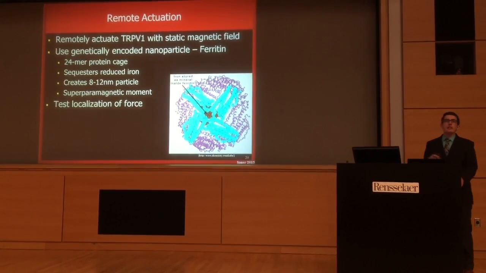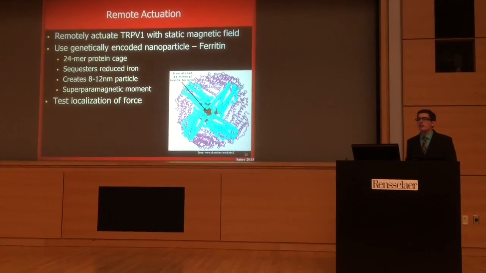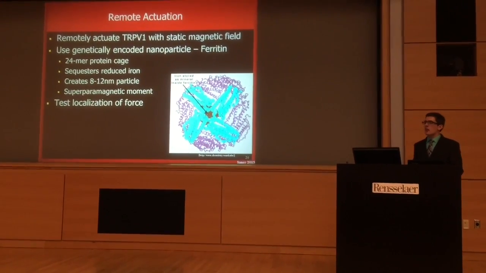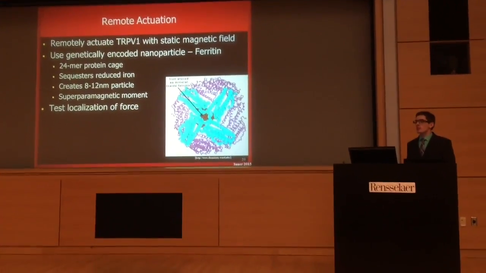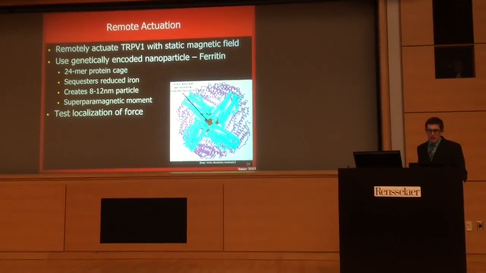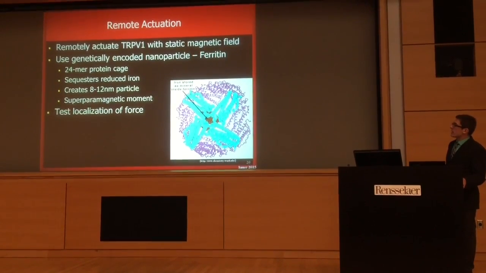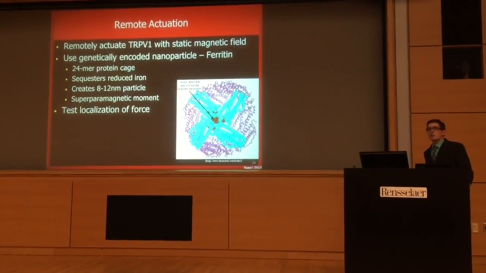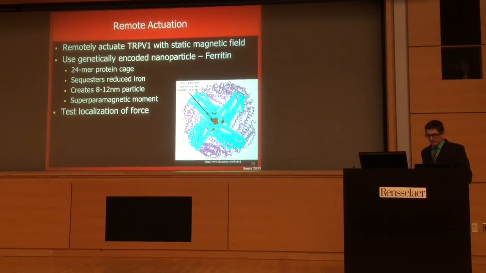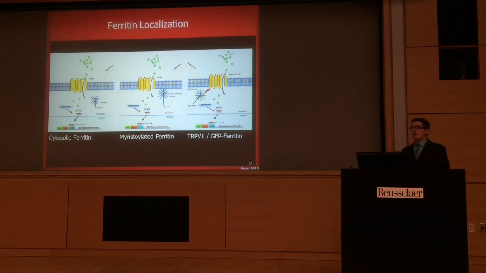You all have magnetic particles floating around in you right now called ferritin. Ferritin is an iron-binding protein that sequesters reduced iron, oxidizes it, and stores it so it prevents oxidative damage to your cell. There are 24 individual ferritin proteins that make a protein cage to make an approximately 10 nanometer superparamagnetic nanoparticle. So now that we have this, we want to see where we can put this in a cell to make it most efficient.